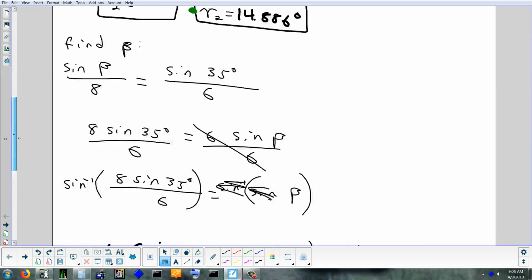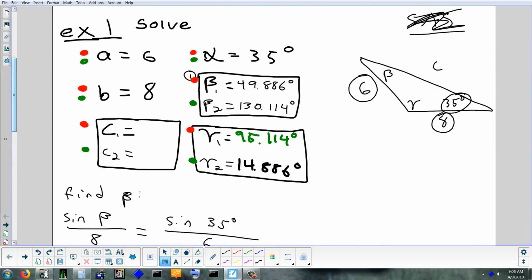Okay. To find C2, C2 is the green triangle. I have 2 green rows that are complete. B, beta 2, that's a green row. A, alpha, that's a green row. Which row should I use?